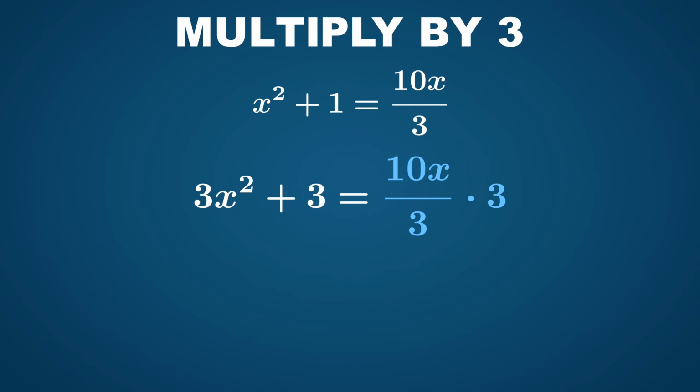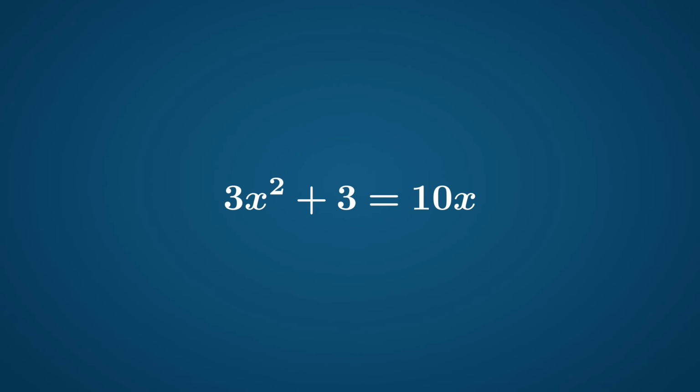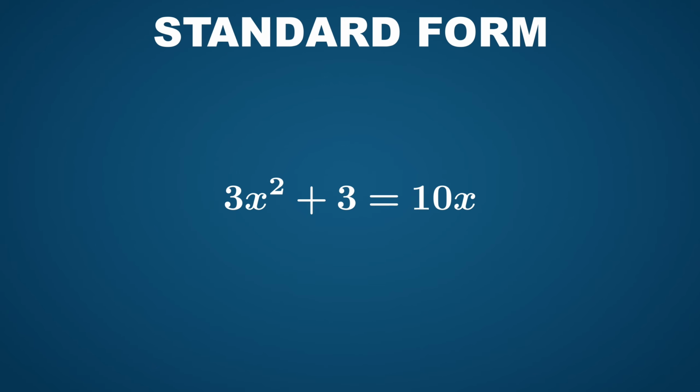On the right side, we must multiply 10x over 3 by the number 3. The 3's in the numerator and the denominator cancel each other perfectly. This leaves us with just the term 10x on the right side of the equals sign. Our newly updated equation is 3x squared plus 3 equals 10x. We have successfully removed all troublesome fractions from the problem.